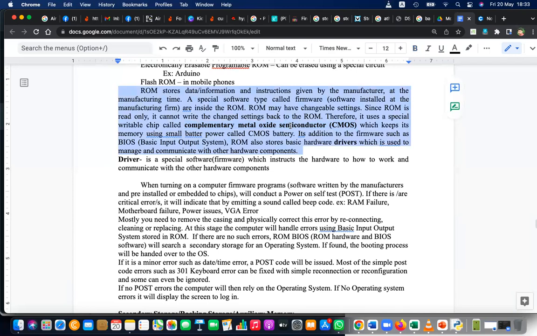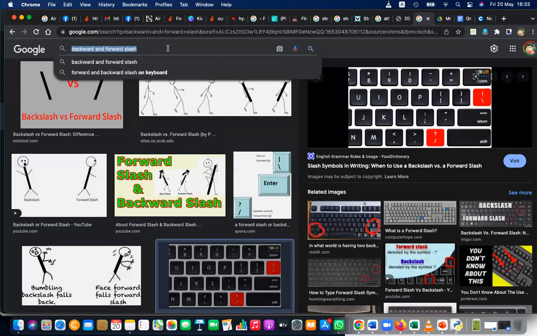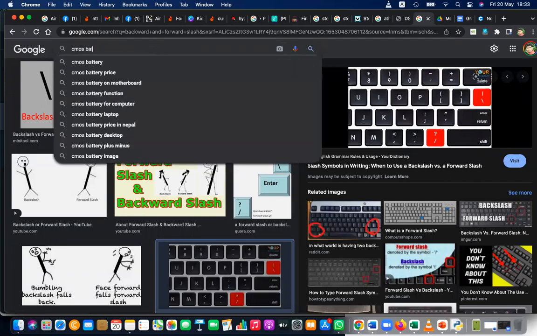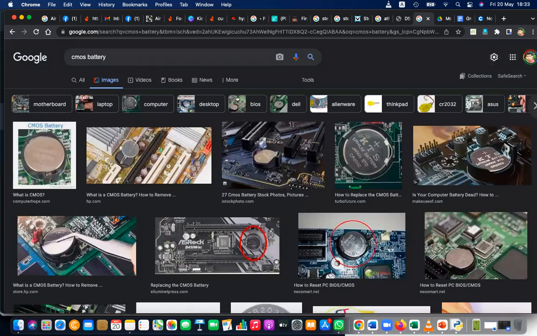To keep the settings which you have changed, the ROM uses CMOS, complementary metal oxide semiconductor, and it is a memory. That memory is powered using a small battery called CMOS battery. Actually, this is a 3-volt battery, right? CMOS battery, and it is a 3-volt battery.